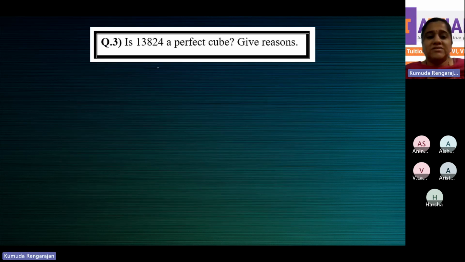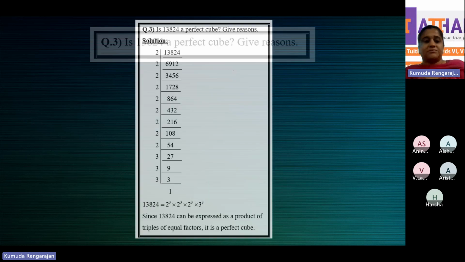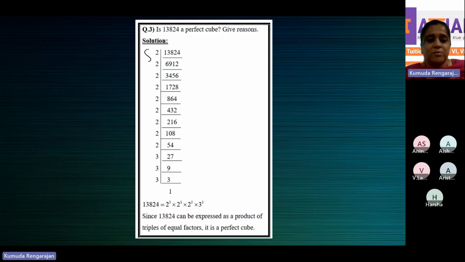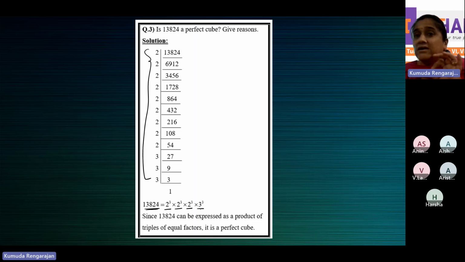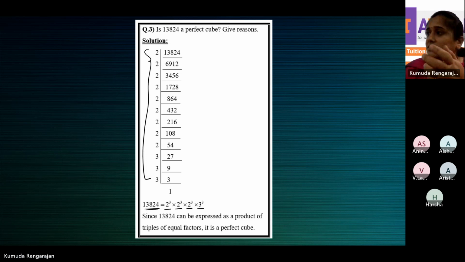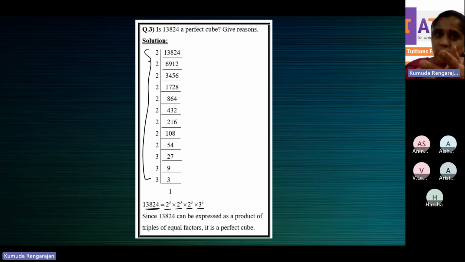Now, is this number a perfect cube? Give reasons. So I have performed this procedure, and at the end of this, we see that 13,824 can be expressed as 2 cubed into 2 cubed into 2 cubed into 3 cubed. Every prime factor occurs in triples. In squares and square roots it occurs in pairs. So here every prime factor occurs in triples: 3 2's, 3 2's, 3 2's, and 3 3's. So it is a perfect cube.